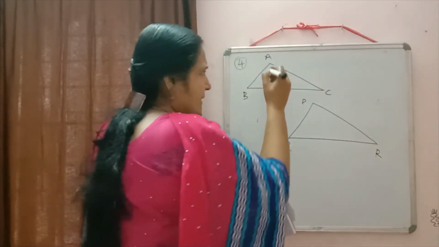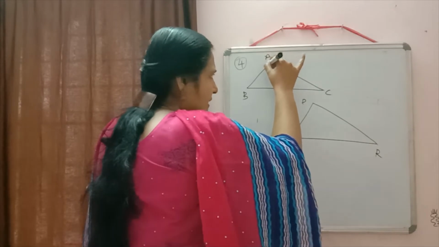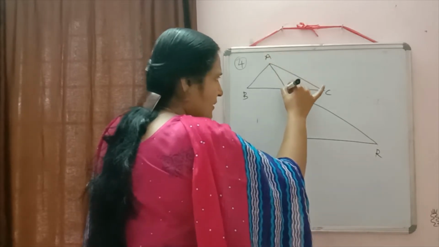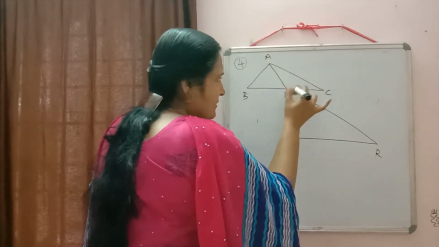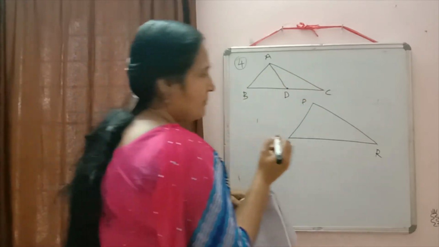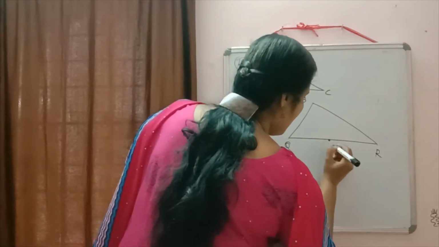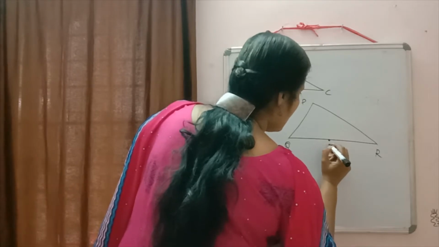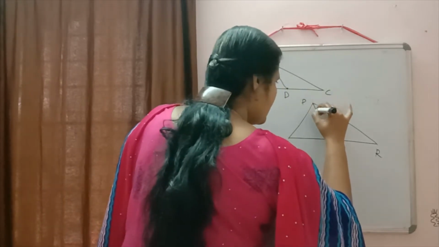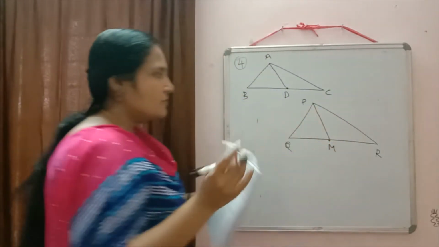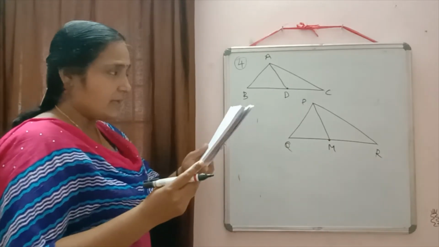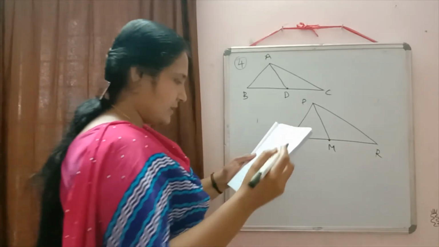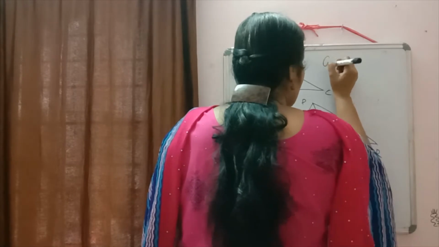Median AD. D will be the midpoint of BC. Median doesn't mean that it is perpendicular. Median means which joins to the midpoint. So here PM is the median. So we'll draw in this way. So this is the diagram which we have, and now we will check what is given in the question. So given, I am writing here.